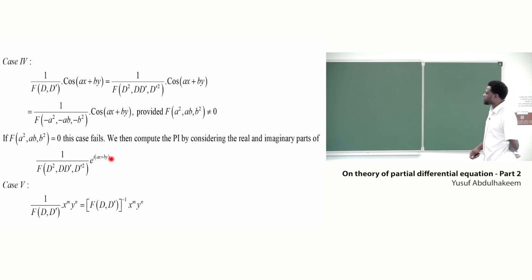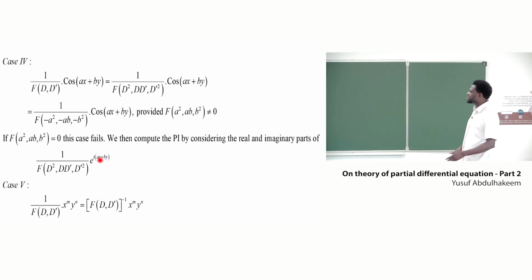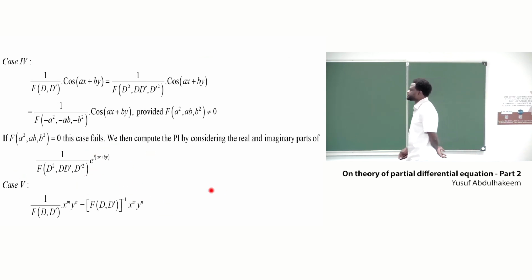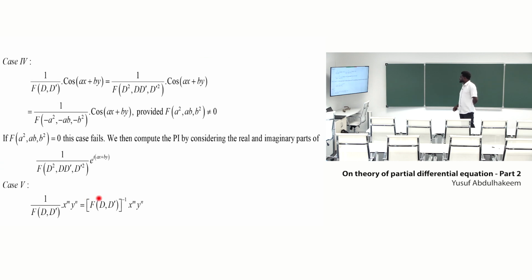We know this is now a complex function, and by the time we resolve this PI, we are going to have it in both real and imaginary parts. Then the fifth case: supposing our f is just the product of the independent variable to some certain power.